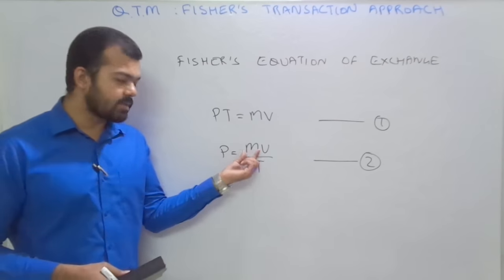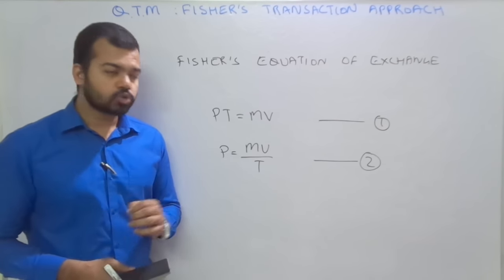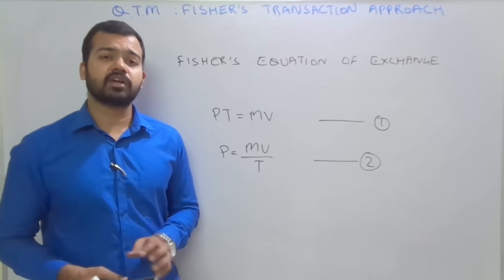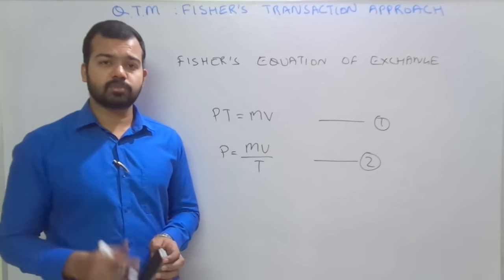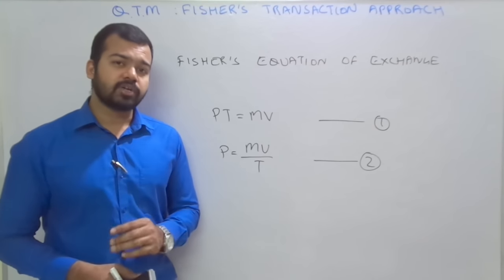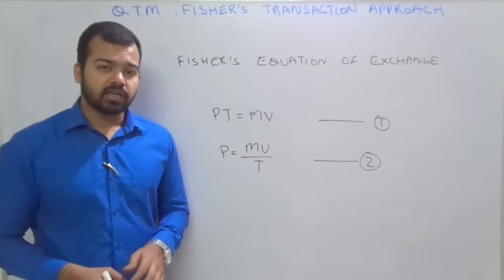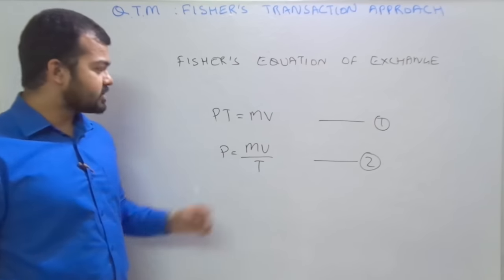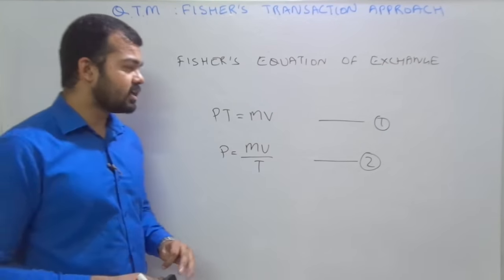Here we can say M is the quantity of money. So quantity of money is fixed by some authority. In most countries, the quantity of money is fixed by the central bank of that particular country. If we consider India, the Reserve Bank of India is fixing the quantity of money. We'll discuss this theory in detail.